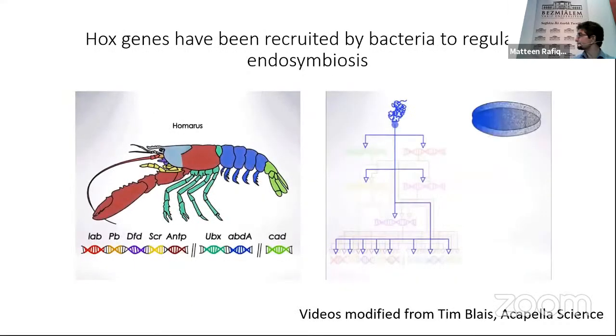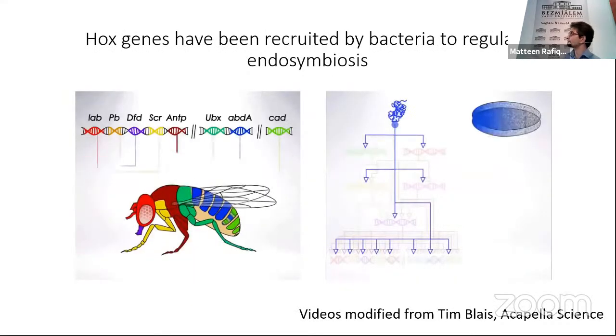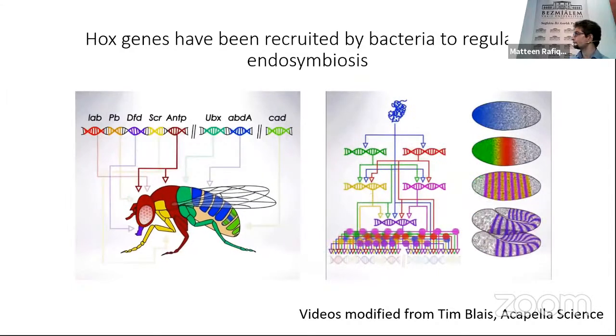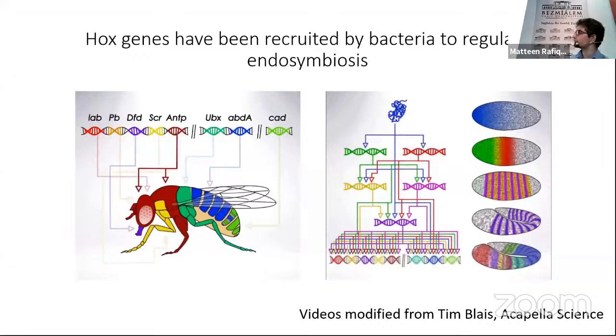So what this means is that on the left you are seeing general activity of these genes, the Hox genes. Generally what they do is define different parts of the body of an insect. Here different colors represent different Hox genes. They are present in a specific location in the insect. In the case of Drosophila, this location is split in two, but in other insects this is one location. And they are expressed in different parts of the body.